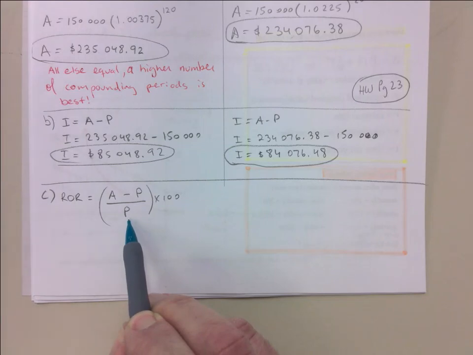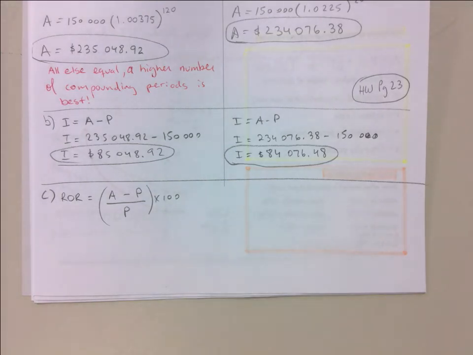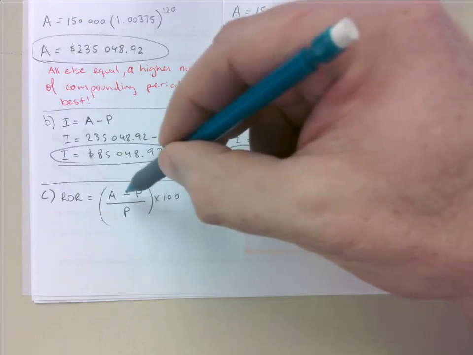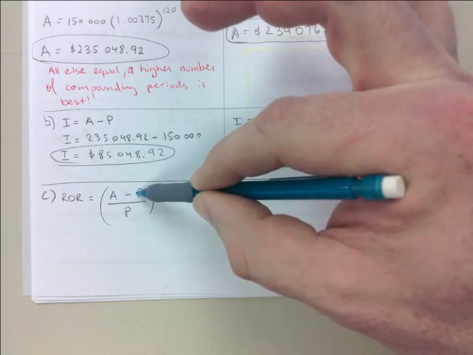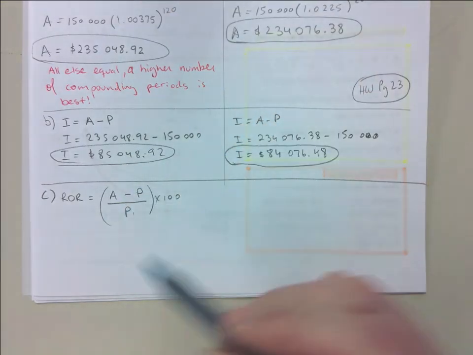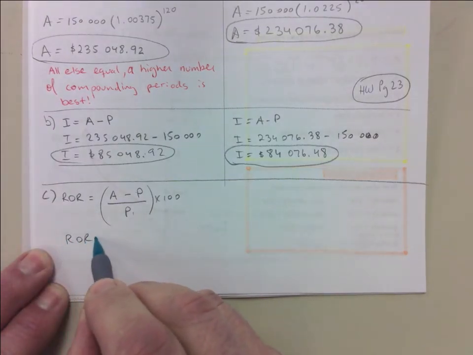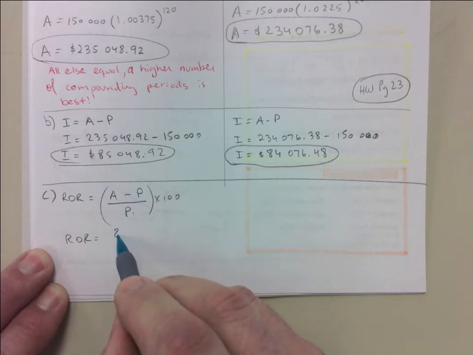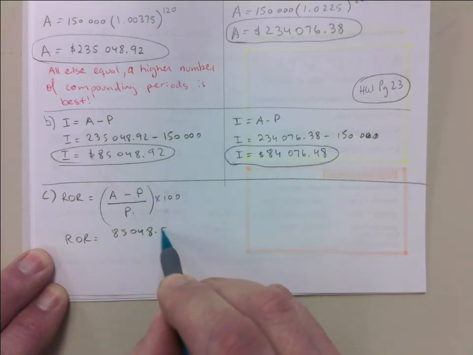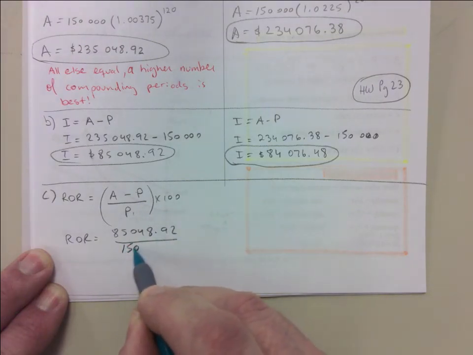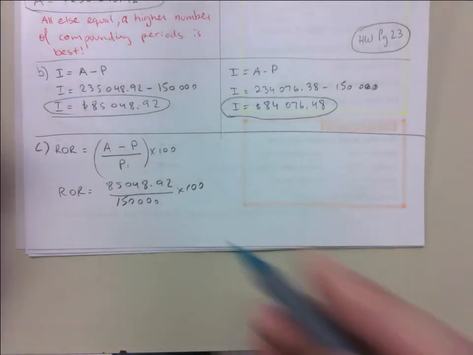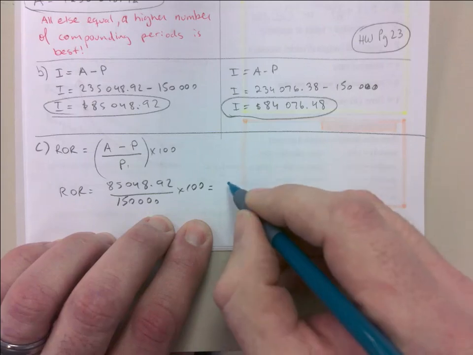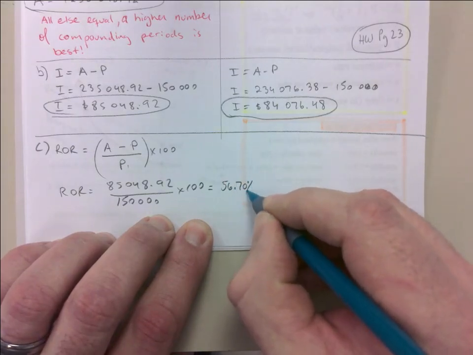Can't you just take the interest and put it on top? Yeah, exactly. This is the interest, this is how much you've earned. So if you just want to use that number, plug it in there and then divide it by 150,000, you're good to go. So I'm going to use that. I'm just going to put that number right next to this, okay? That's 56.70%.